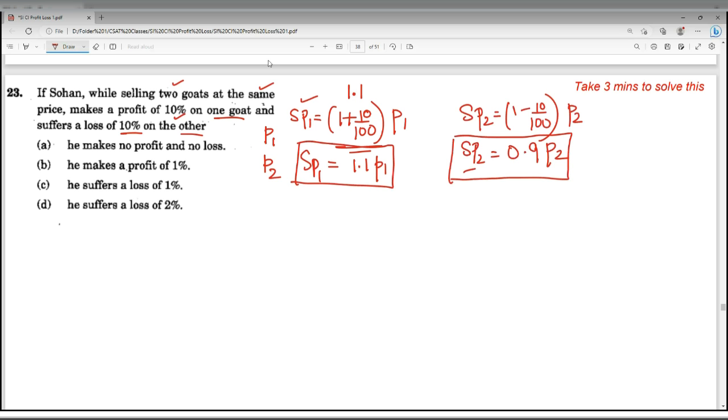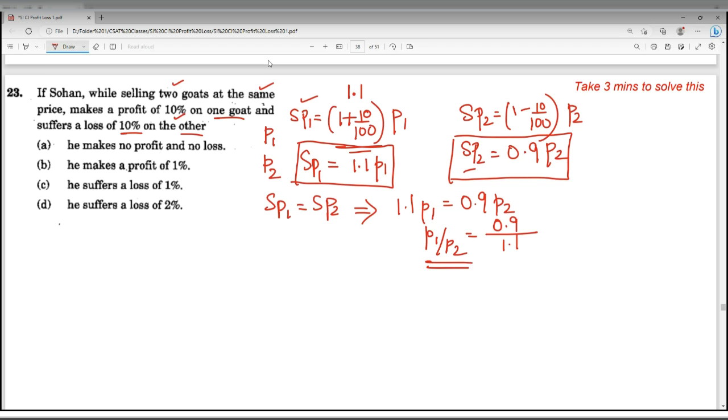So I would equate this. SP1 is equal to SP2. And this implies 1.1 P1 is equal to 0.9 P2. So P1 by P2, I brought this P2 here, is equal to 0.9 divided by 1.1. P1 and P2 are the cost prices of the two goats.